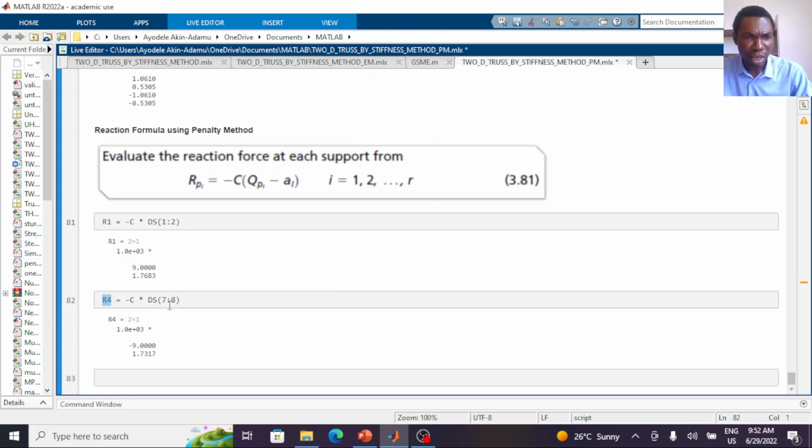We also have two reactions. So we multiply C by the displacement quantity at 7 and 8, that is 7 and 8. We get minus 9 in the horizontal direction and 1.7317 in the vertical direction. Let's verify this result. I have a verification result in my PowerPoint. We'll check it now.